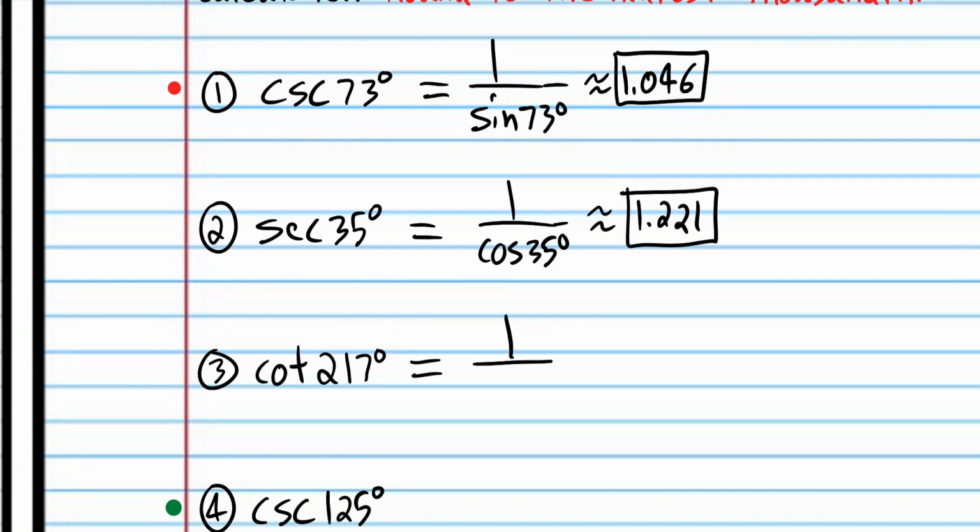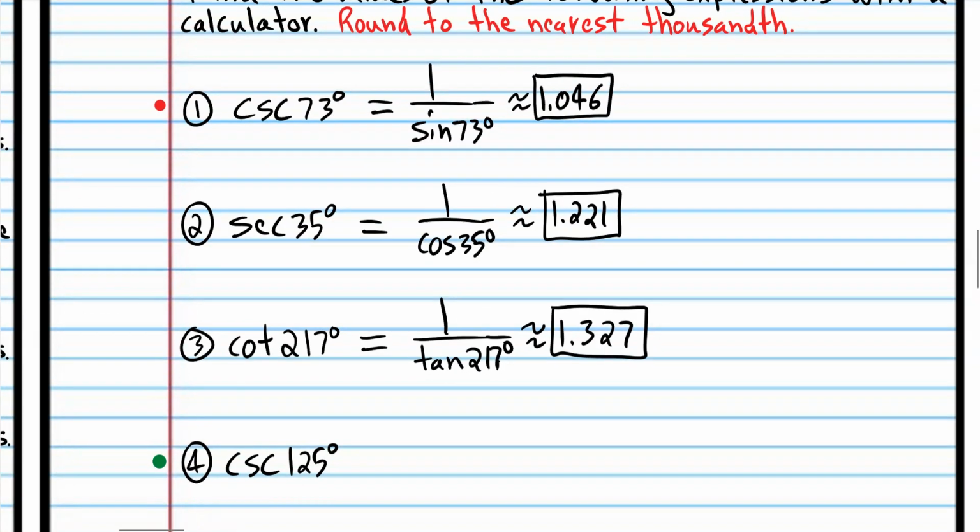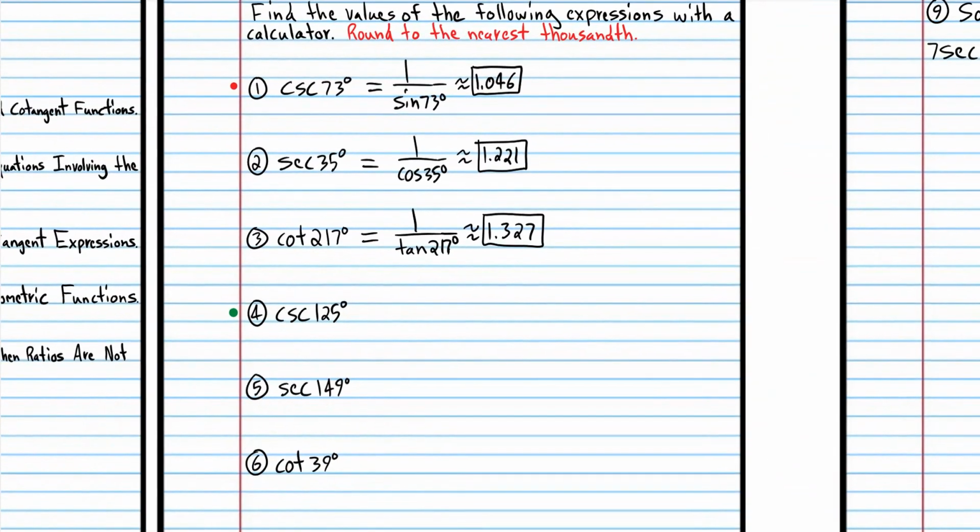So with cotangent, we're going to do the same thing. We're going to just use a reciprocal identity. And 1 divided by tangent 217, enter, and we get approximately 1.327. So there you go. So this kind of demonstrates why the calculators do not have these functions programmed in, because why would you even need them? You can just use a reciprocal identity. So the engineers just decided not to put those functions on the calculators.